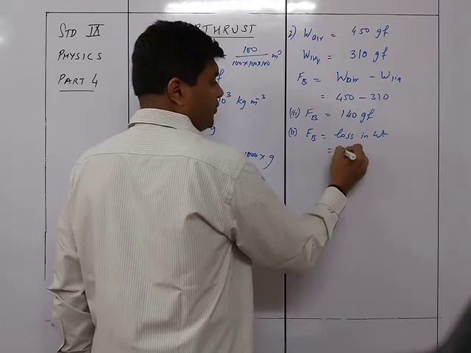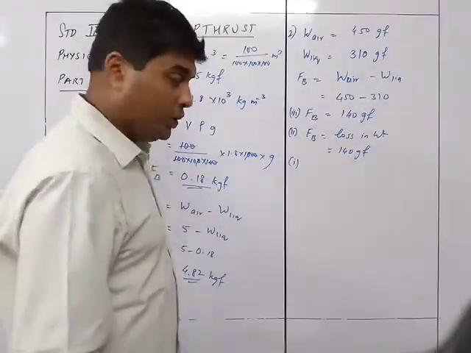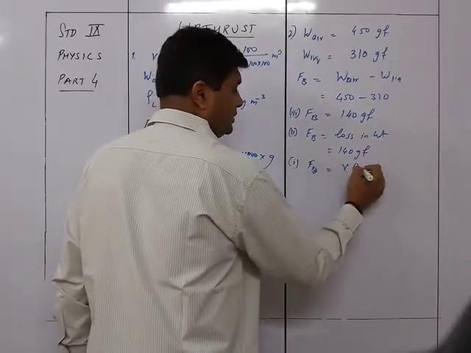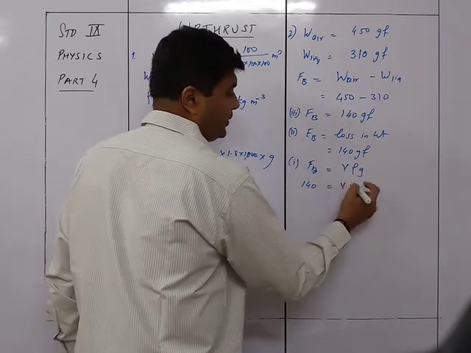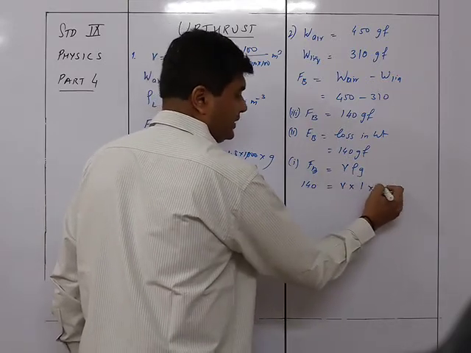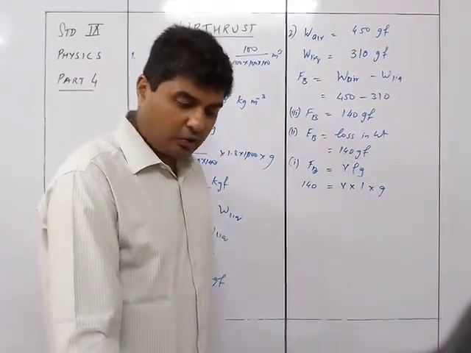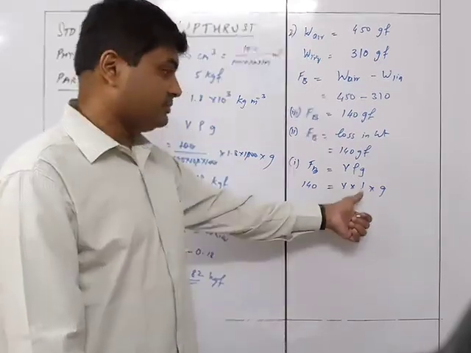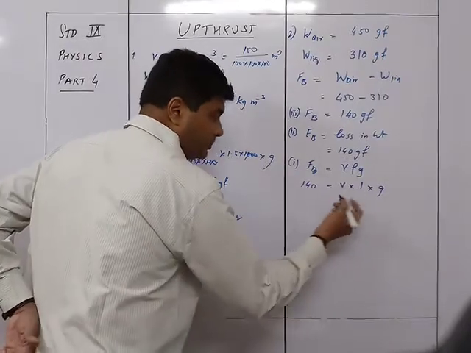So that is equal to 140 GF. And the first part, what they wanted was the volume. So we know that FB is equal to V rho G. So 140 is equal to V, and we need to find out V, into density, which we are taking as 1, and G. The density of water is 1 gram per centimeter cube. That is the assumption we have taken. They asked what is the assumption made. This is the assumption we have made, that the density of water is 1 gram per centimeter cube.